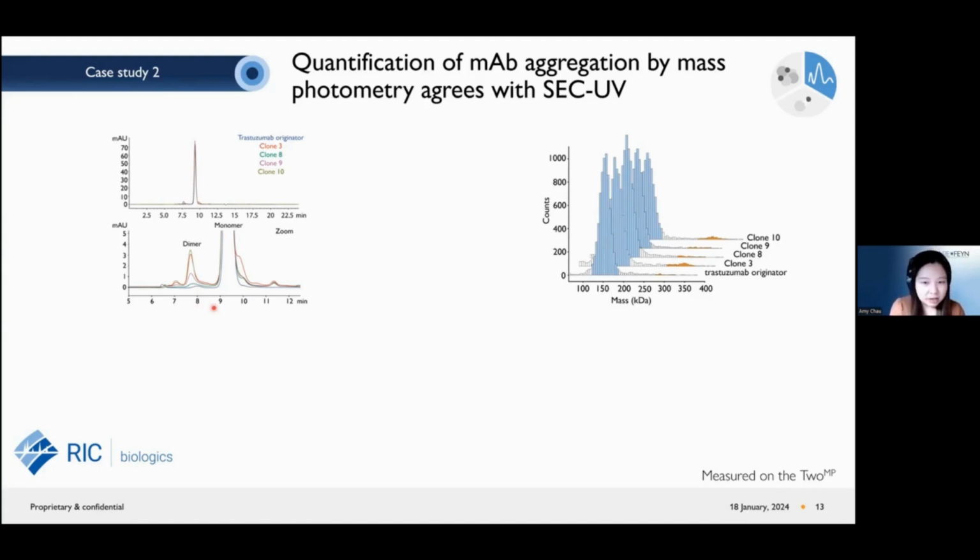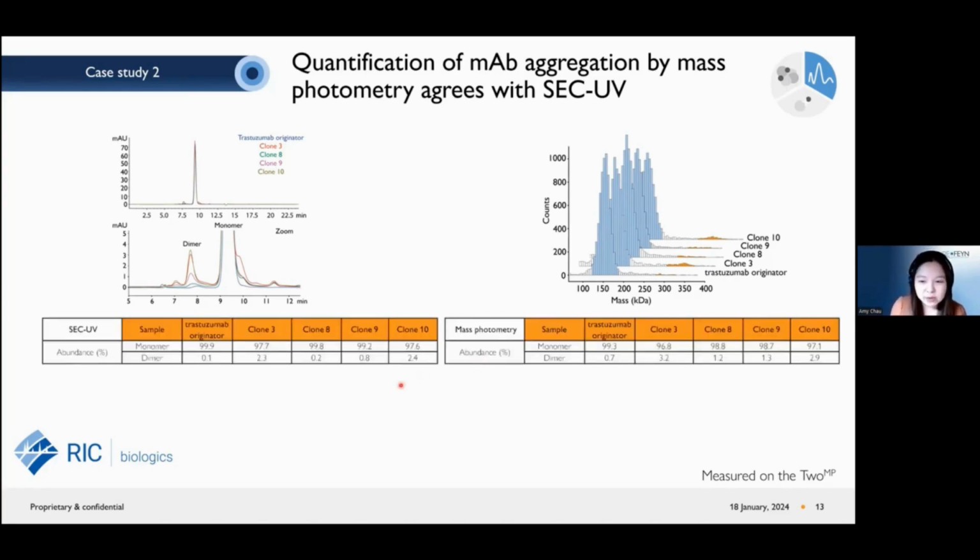using the molar extinction coefficients, through the Beer-Lambert law, and the molecular weights of the species to get the relative abundance of these dimer and monomer peaks. And then this calculated abundance value can then be compared to the abundance values that we get from mass photometry. And so the tables at the bottom here on the left show the SEC abundance values that have been converted from the absorbance. And then on the right are the abundance values obtained from mass photometry. And we can see that they are in very high agreement, where clones 3 and clones 10 have the highest dimer values.